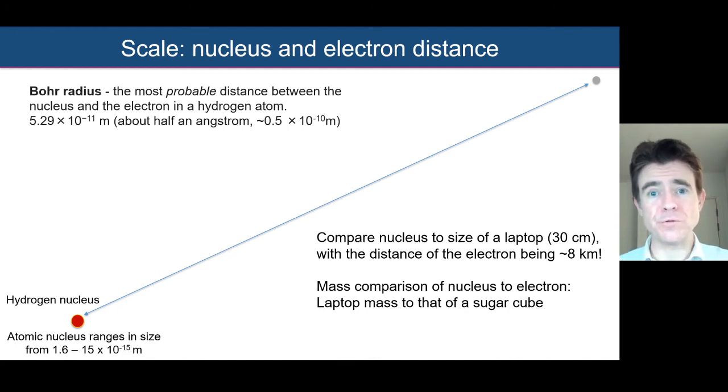You know, lots of empty space, basically. Also, you could do the mass comparison between the nucleus and an electron. So again, if I take the hydrogen nucleus as the mass of my laptop, say about 2 kilograms, then the electron is about the weight of a sugar cube. So you've got a laptop and then a sugar cube 8 kilometers away from it. So an awful lot of free space in an atom.